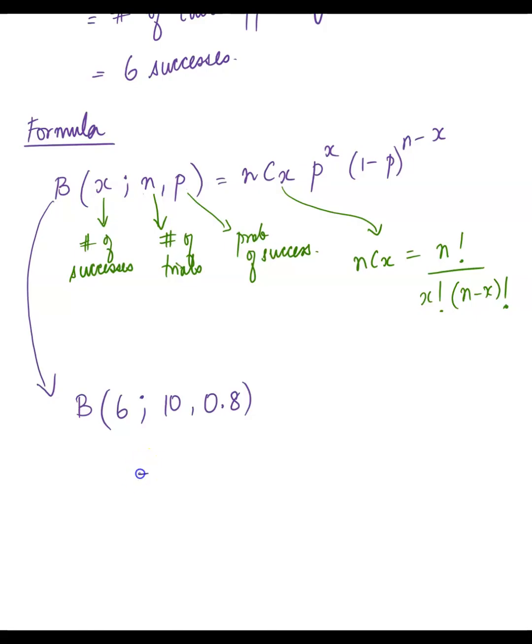So if you were to plug this in, that will be 10C6 at MCX. P, which is 0.8, power x, power 6, times 1 minus 0.8, power 10 minus 6. Now you can go ahead and simplify this and do them individually so that you could compute them manually on your calculator. So that's one way to do it.